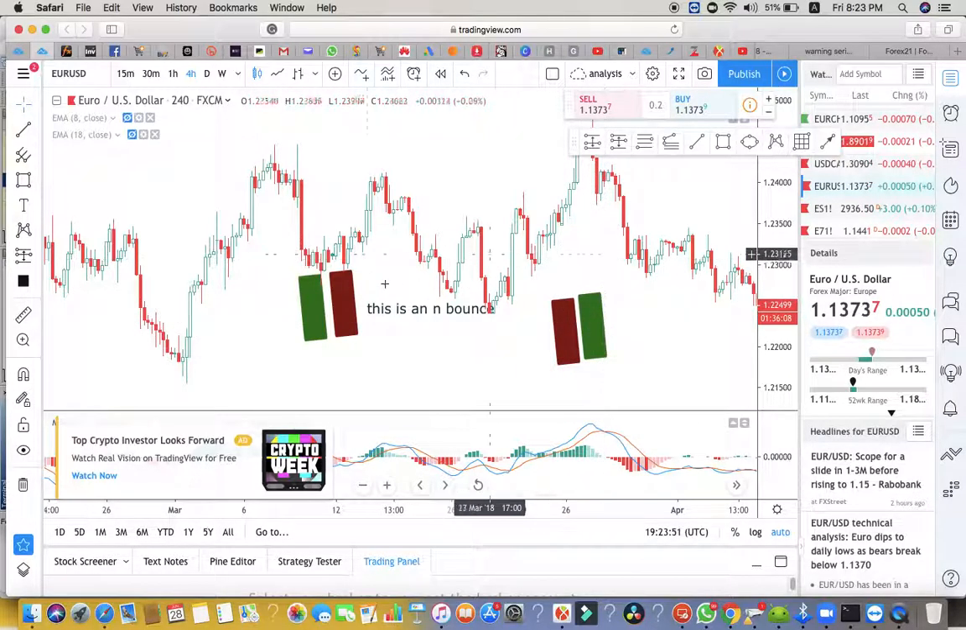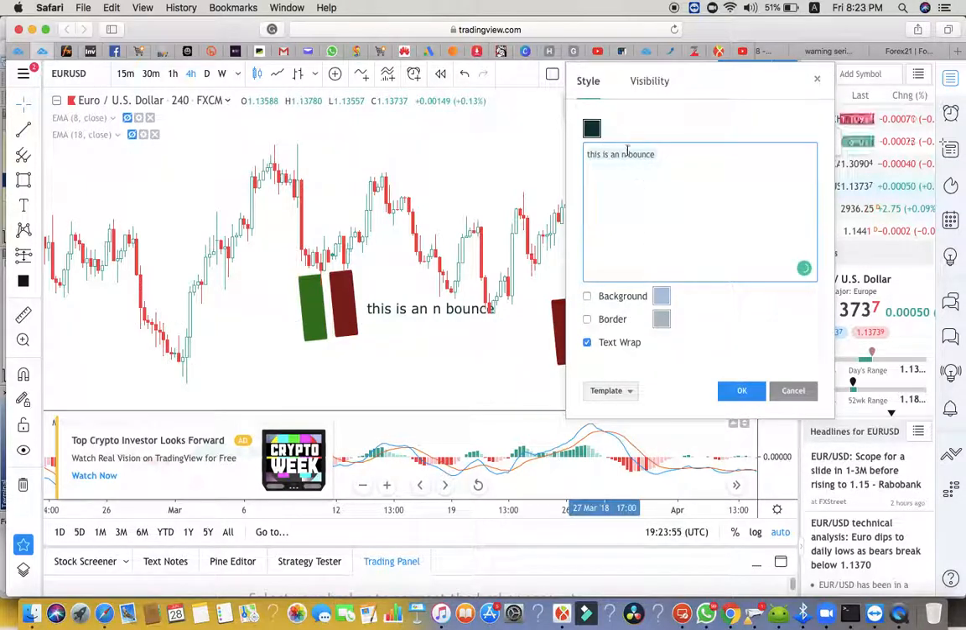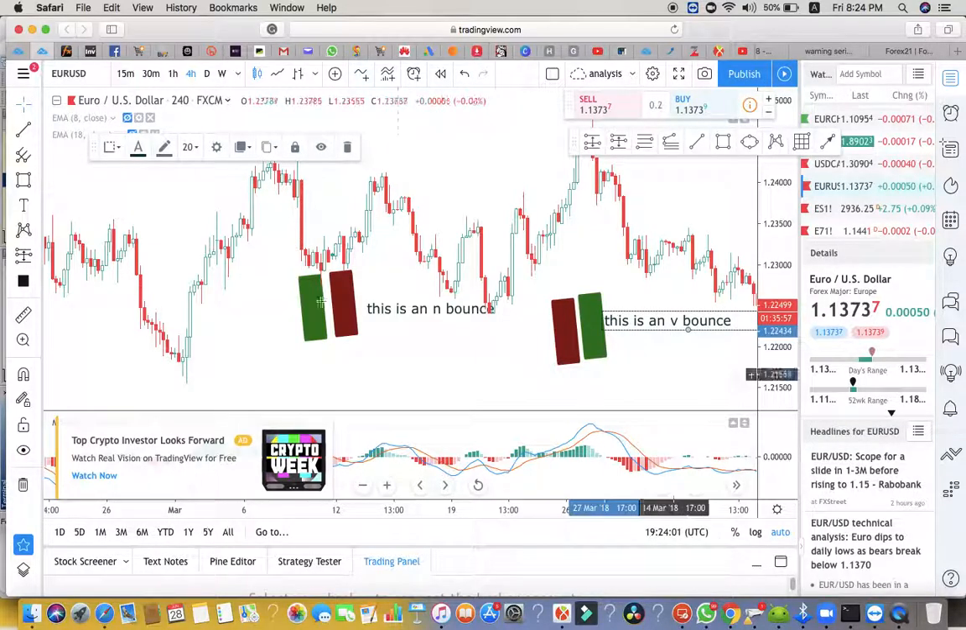So this is a V bounce. Let me just quickly state that. So this is a V bounce. Okay, so that is what it is. Let's just have another look at it. In this scenario, which is a resistance scenario, the market was going up, suddenly came down. Now the market was going down, suddenly it's forming a V. All right, but this is how it will look.